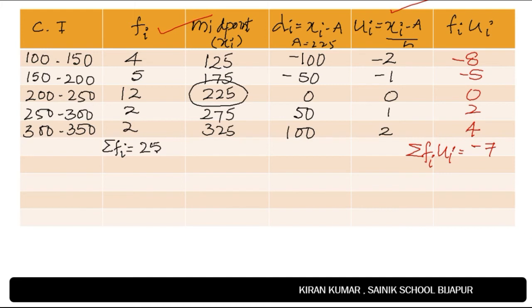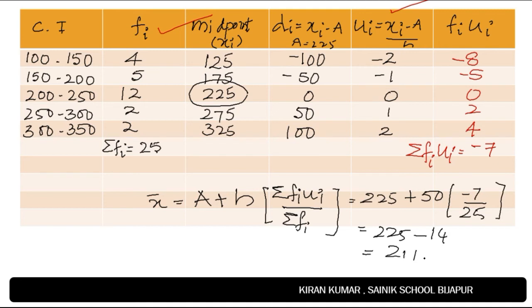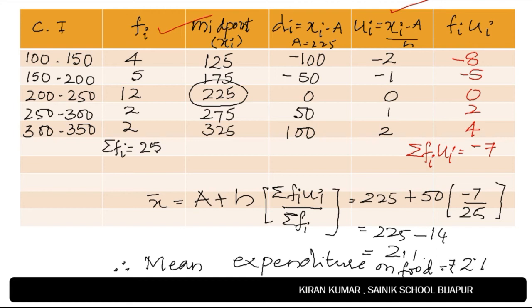Now let us use the formula. The formula: x bar is equal to assumed mean plus h times sigma fi ui divided by sigma fi. So this is equal to 225 plus 50 times negative 7 divided by 25. We get 225, it becomes negative 14, so 211. Therefore, the mean expenditure on food per day is rupees 211.